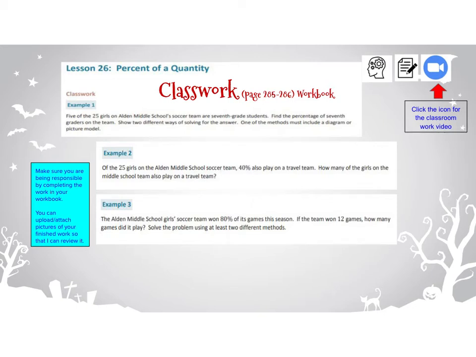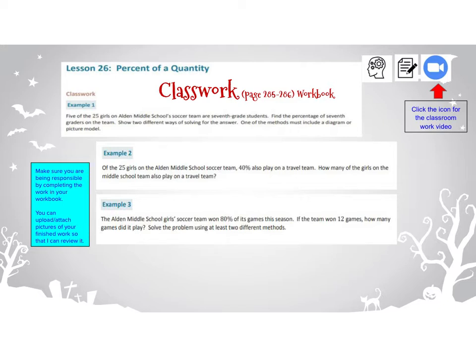And we are working on lesson 26 for the classwork. And for this lesson, it says we're working with percent of a quantity. We're going to be given a part and the percent perhaps, and then we're going to solve to find the whole. So let's see about the first example.